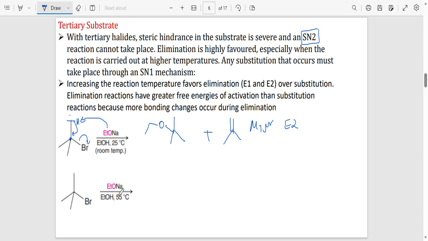Now, what if you increase the temperature? You can see the temperature is higher for the same reaction. When you increase the temperature, you are limiting the occurrence of a nucleophilic substitution reaction, and so the reaction can only happen by elimination. So you will not even have any product by nucleophilic substitution. The only product that you are going to see is the one coming from elimination.